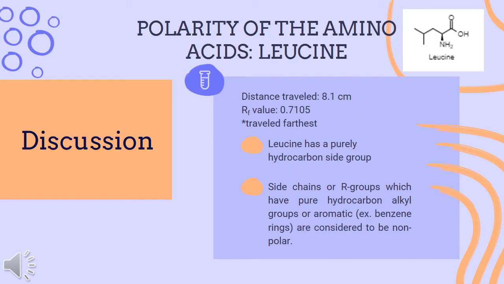The amino acid that traveled the farthest distance is leucine. Looking at leucine's structure, you can see that it has a purely hydrocarbon side group. Side chains or R groups which have pure hydrocarbon alkyl groups or aromatic, for example benzene ring, are considered to be nonpolar. Amino acids with a higher number of alkyl groups and no polar substituent on the R group are more nonpolar relative to those that do not have the said characteristics. Among all the amino acids, leucine is the only one with a pure hydrocarbon side group. And because of this, it is more attracted to the mobile phase and will travel the greatest distance.